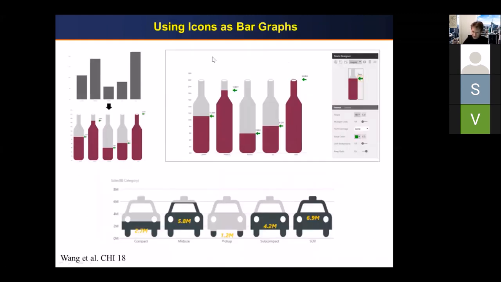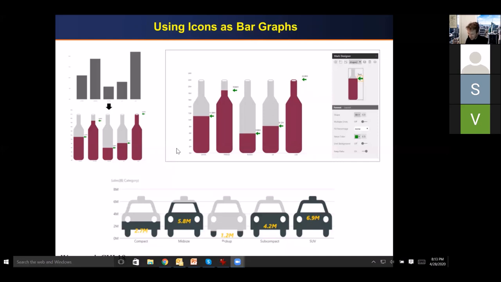So here is another way: use icons as bar graphs, right? It's an interesting mix. You have a bar graph, but at the same time, you make the bar graph more entertaining instead of the plain version. Take wine consumption, for example. Use a wine bottle. Here are the wine bottles, and you just map the height of the bar to the level it is filled, right? Stuff like this.